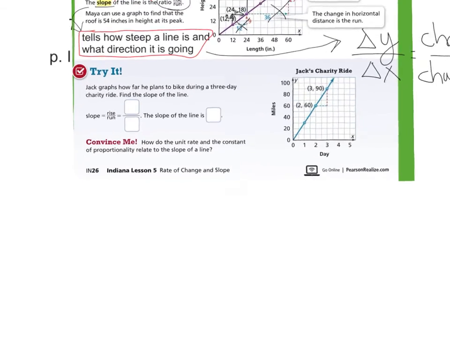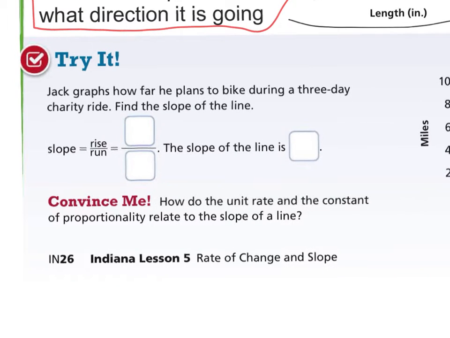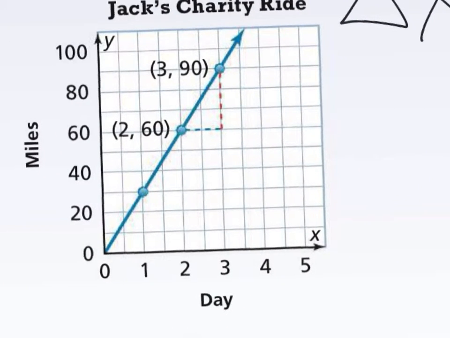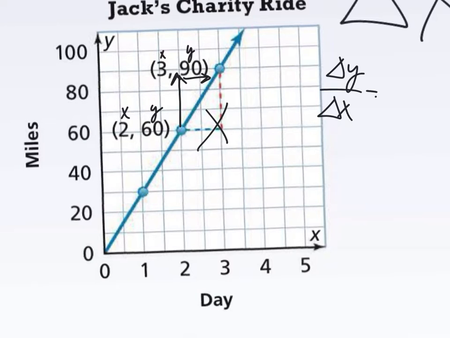So if you look at the Jack graphs, how far he plans to bike during a 3-day charity ride, find the slope of the line. Again, don't know why they're doing it this way, but we can look at these points. We can look at what our x and our y values are, and how far do we go up and how far do we go over. In other words, what's my change in y and what's my change in x.